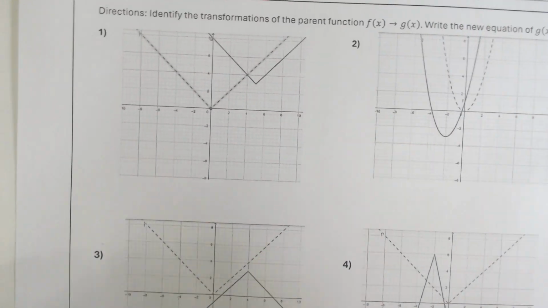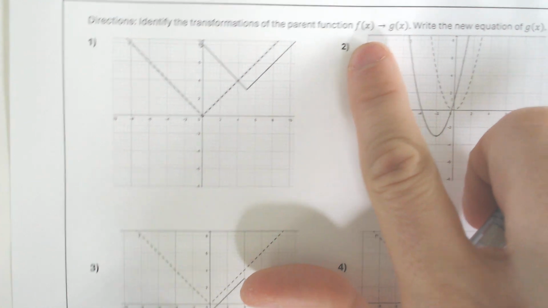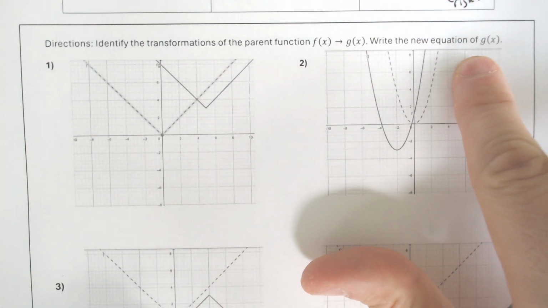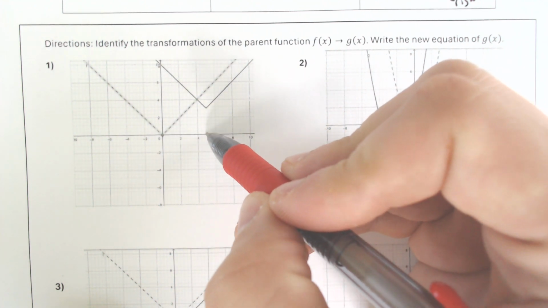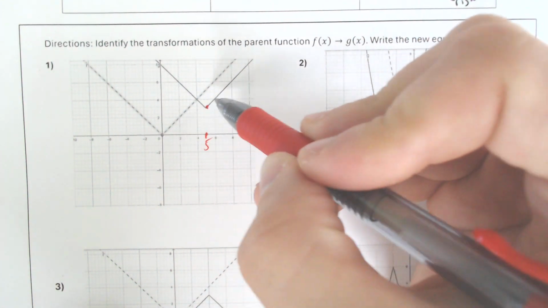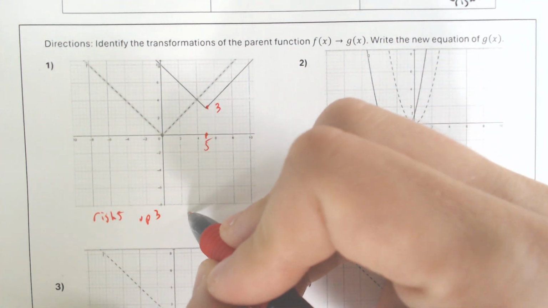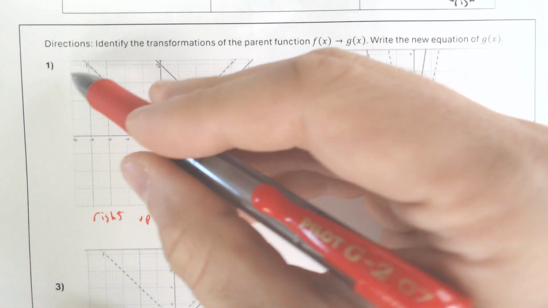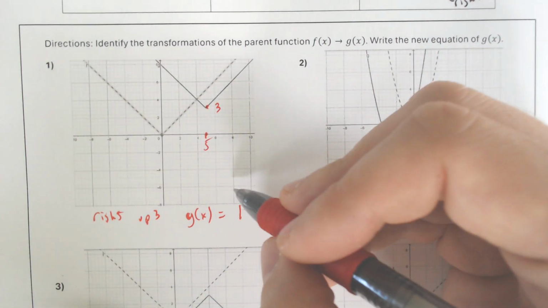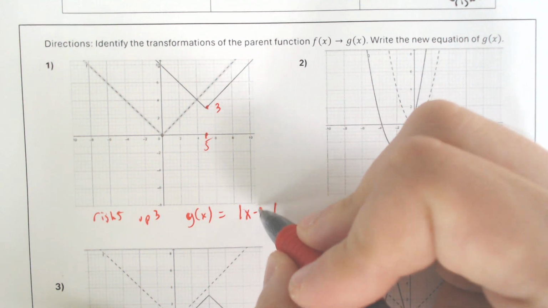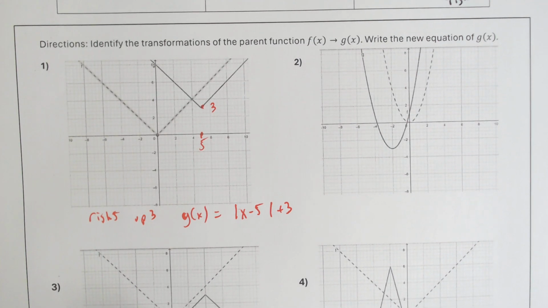Let's get it done. All right, so here we need to understand that the first dotted graph is the original parent function of f of x. We're going to write the new equation for g of x, and we're going to identify the transformations. This one just went to the right by 5 and up by 3. So right 5, up 3. And the new equation for g of x, it is an absolute value graph, so it's going to be bars for that. Right by 5, up by 3 would be change the sign, keep the sign. Absolute value bar, x minus 5, plus 3.